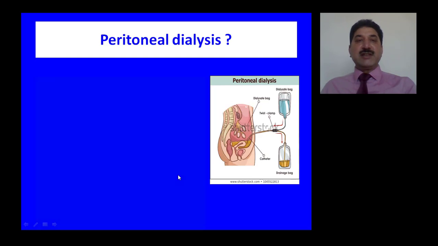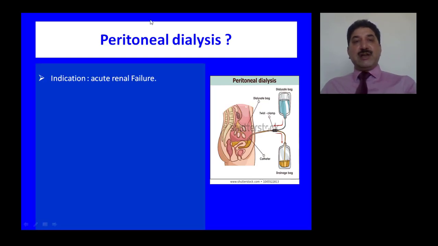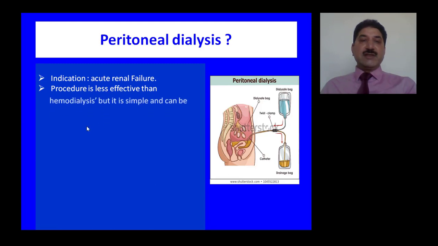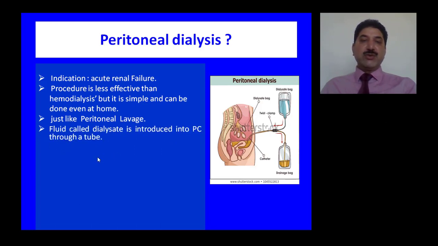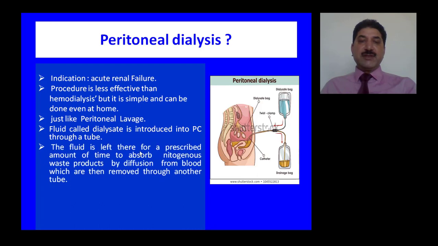What is peritoneal dialysis? Indication for peritoneal dialysis is acute renal failure. Procedure is less effective than the hemodialysis, but it is simple and can be done even at home. It is just like peritoneal lavage. Fluid called dialysate is introduced into peritoneal cavity through a tube. The fluid is then left there for a prescribed amount of time to absorb nitrogenous waste products by diffusion from blood, which are then removed through another tube.